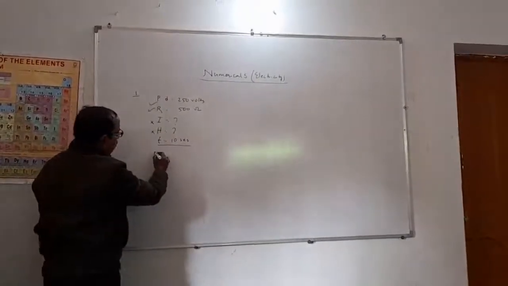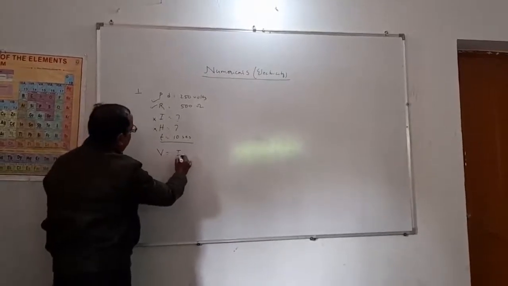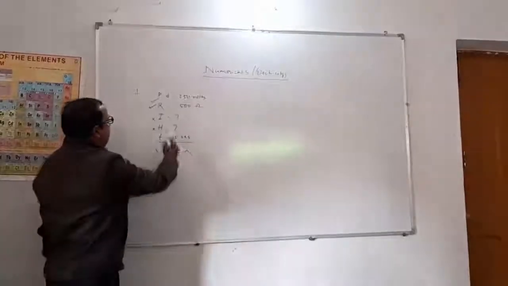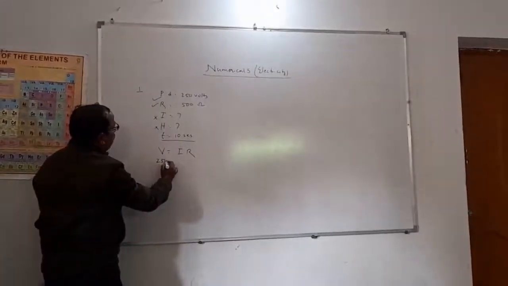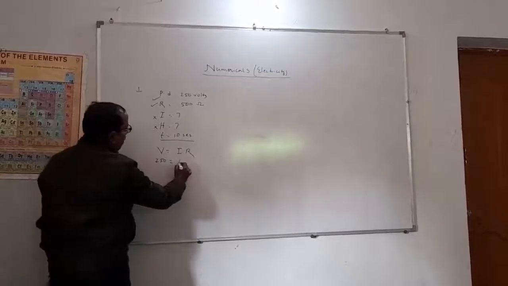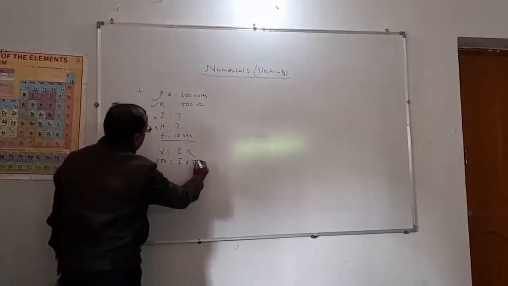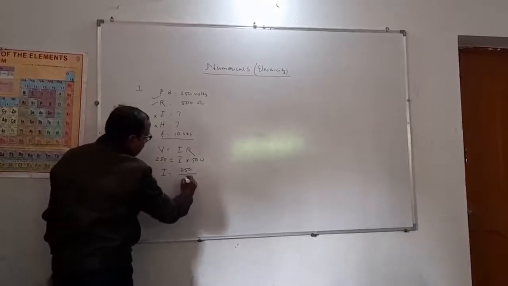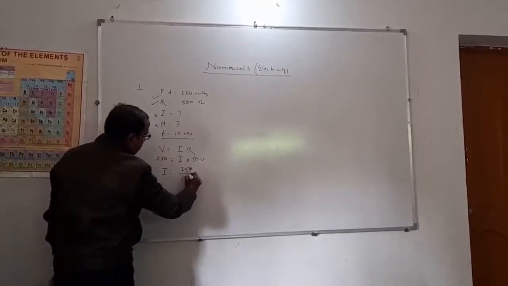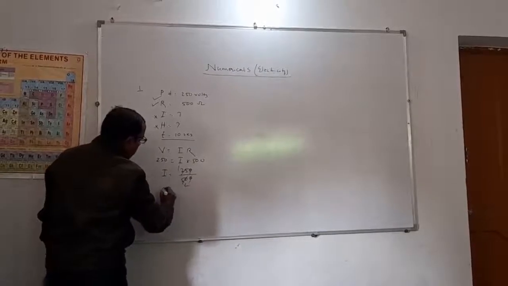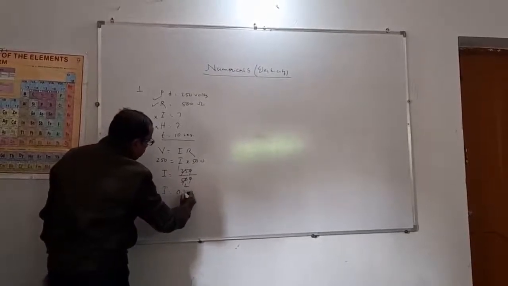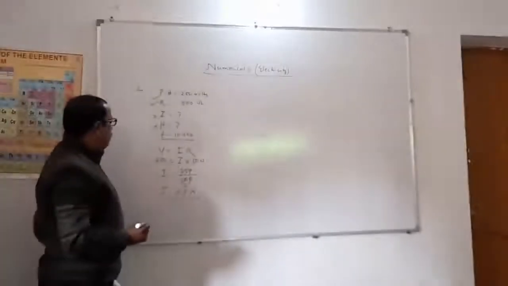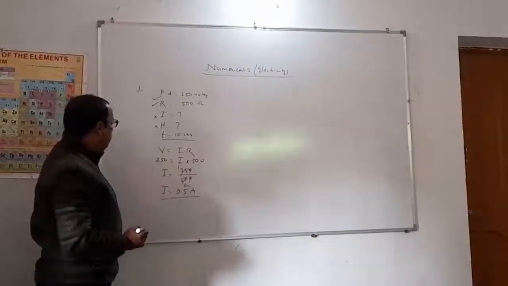First, by using Ohm's law, V is equal to IR. V stands for the potential difference. It is given 250 volt. That is equal to I into R, which is 500. So I is equal to 250 by 500, that is 1 by 2, 0.5 ampere. This is the first answer. Current passed is 0.5 ampere.